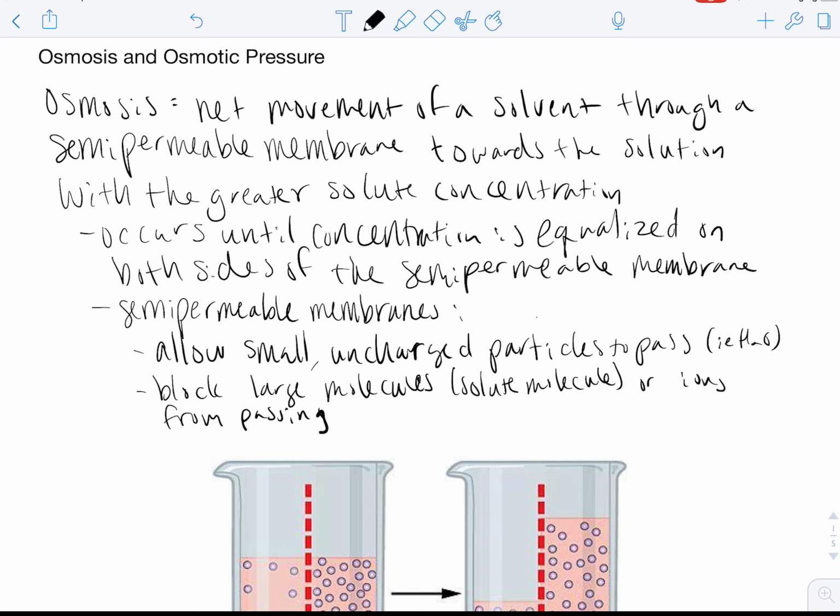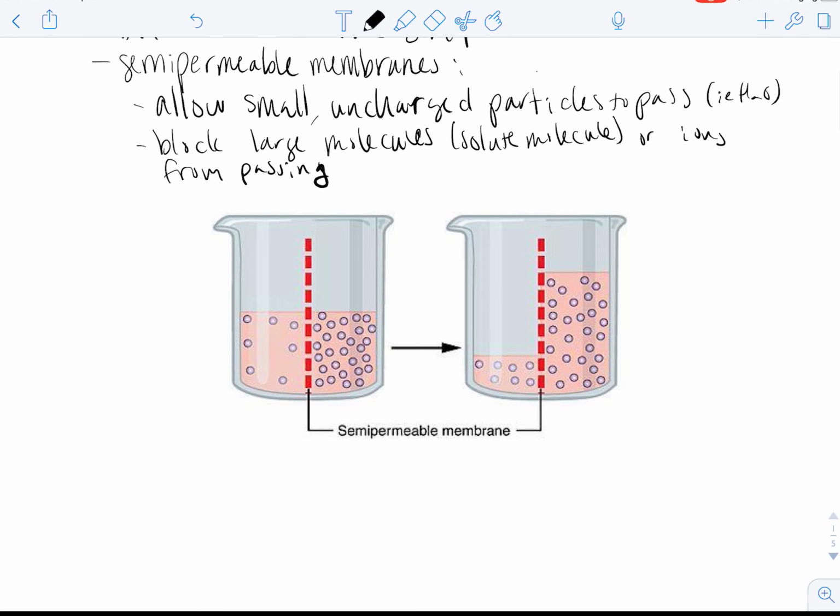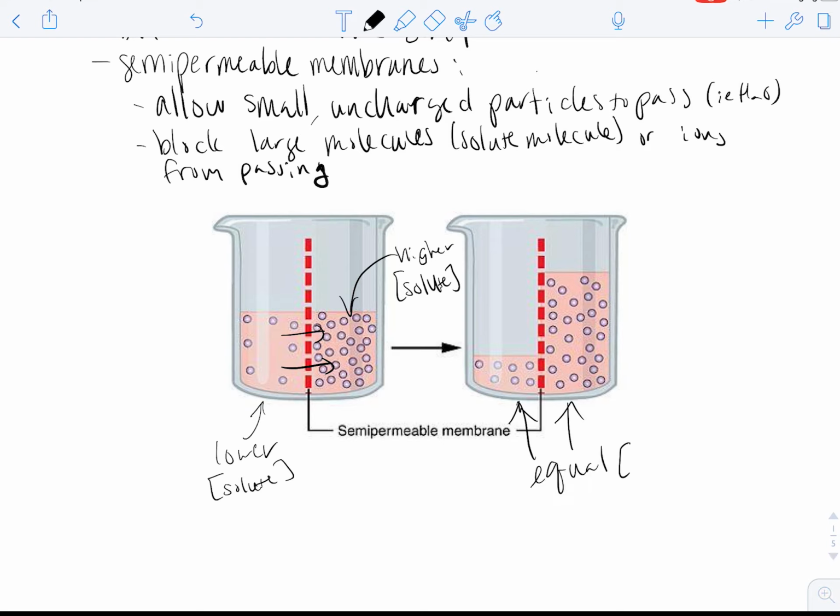the membrane. Okay, so here is an image of what's going on in osmosis. So here we have a lower solute concentration. These brackets mean concentration. And on this side we have a higher solute concentration. And we're going to have water flow in this direction until we equalize on both sides. Okay?